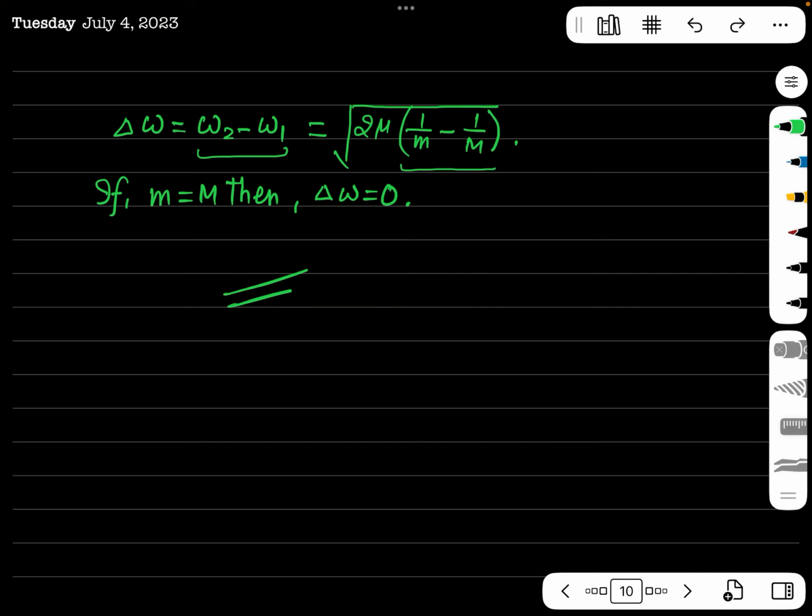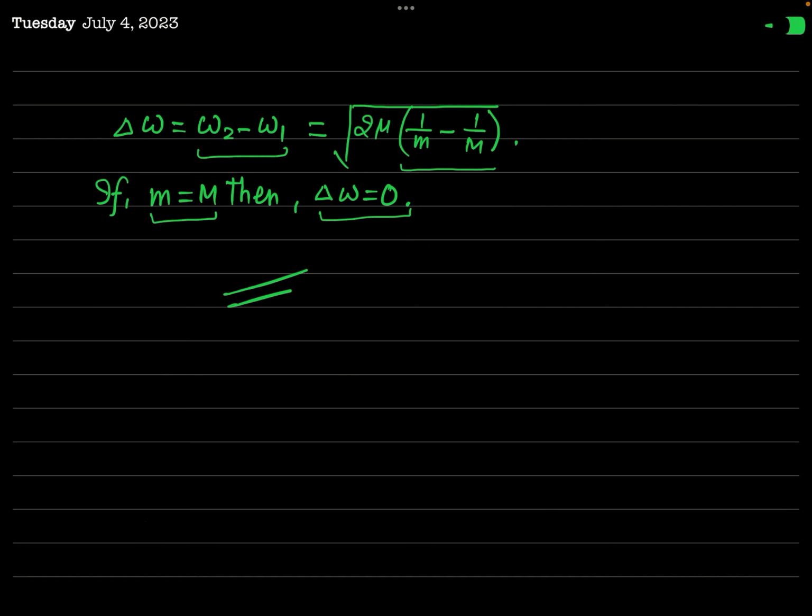But when the masses of the two atoms are equal, then what will be this value? You can see then 1 over small m and 1 over capital M will cancel out and your result will be 0. So actually there will be no forbidden frequency gap in case the diatomic lattice has two atoms of equal masses. In that condition there will be no frequency gap. But if the masses of the two atoms are different, there will be a frequency gap.